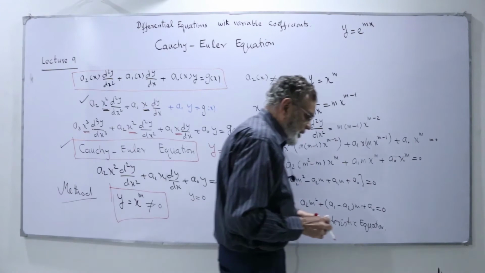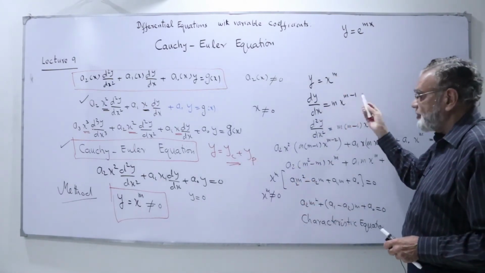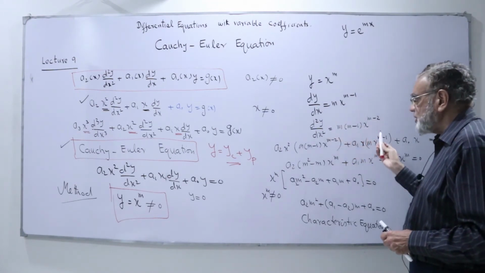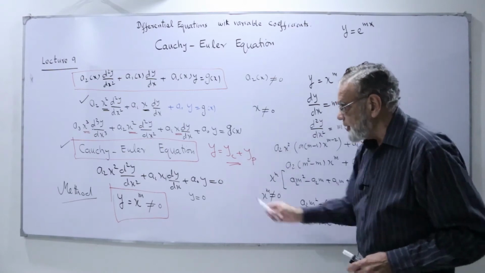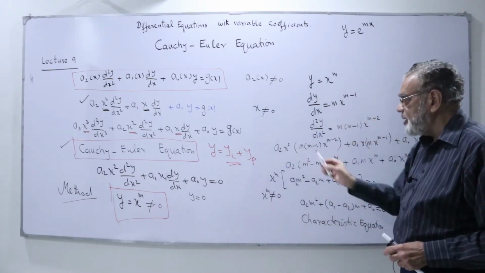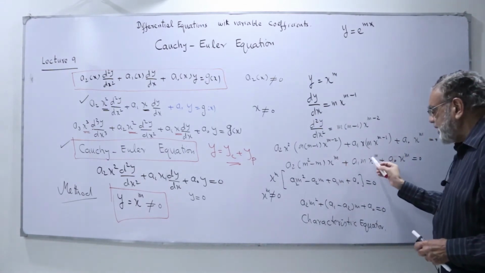We find here the derivative of this one, first derivative m x to the power m minus 1 using the power rule. Again using the power rule we get m minus 1 x to the power m minus 2. I substitute this one in my equation. So I'll get here this x to the power minus 2 and x to the power 2 is cancelled, we get x to the power m. X and x to the power minus 1 is cancelled, we get x to the power m.